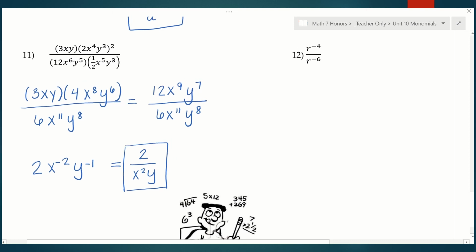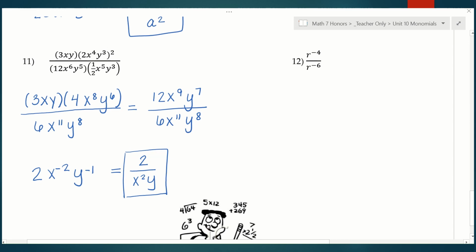Okay, awesome job. Last one. So here we're dividing negative 4 minus negative 6. Remember, we subtract our exponents when we divide. Gives me r squared. Done and done. Nice job.